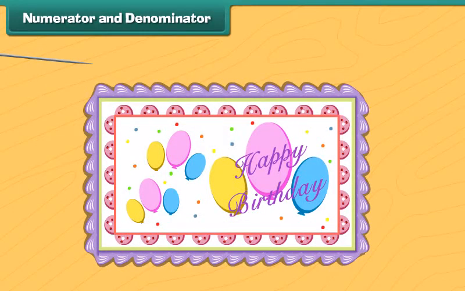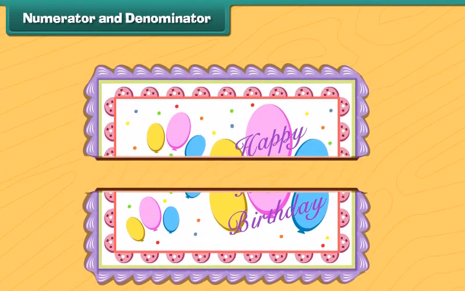Here is a whole birthday cake. Let's cut it into small pieces. Now, if we cut the cake from the middle, we get 2 equal size pieces. Each piece is 1/2 of the whole cake. We can write that as a fraction.